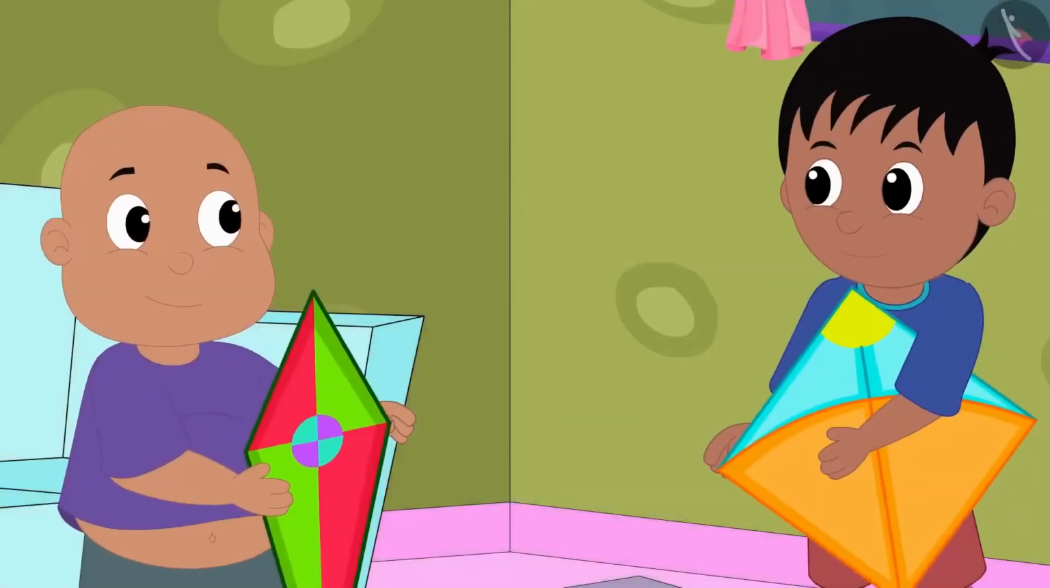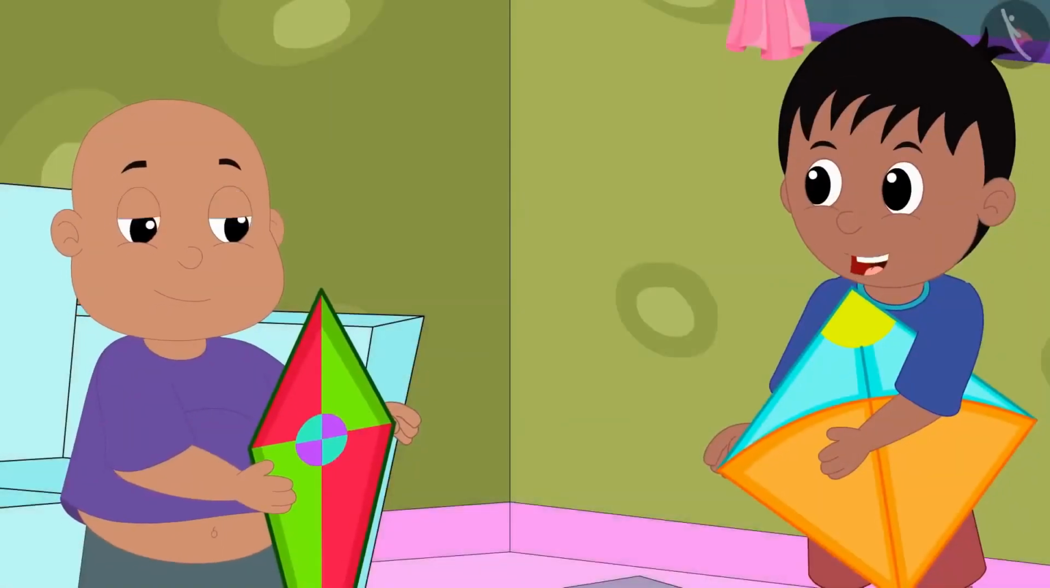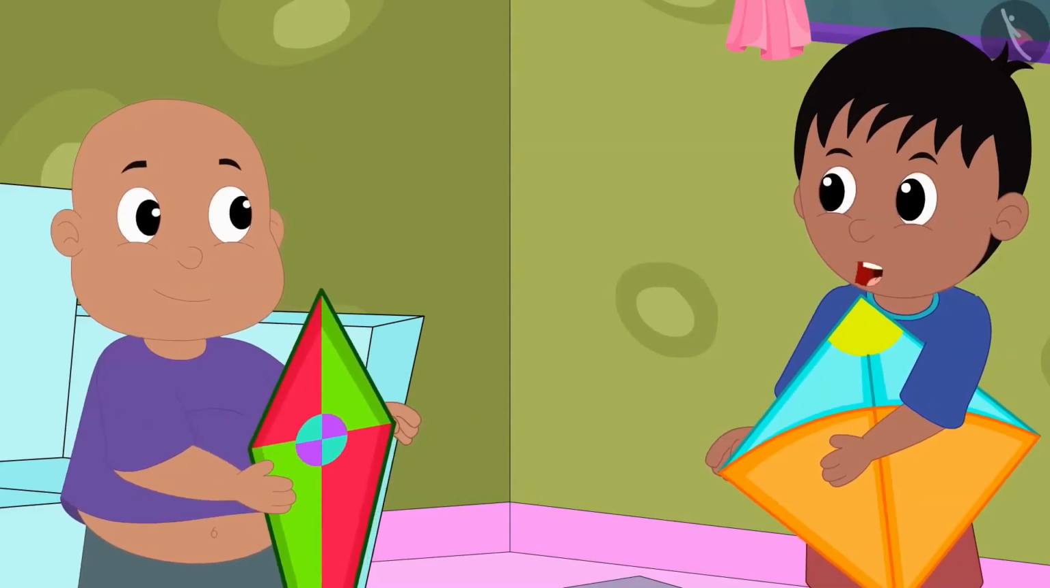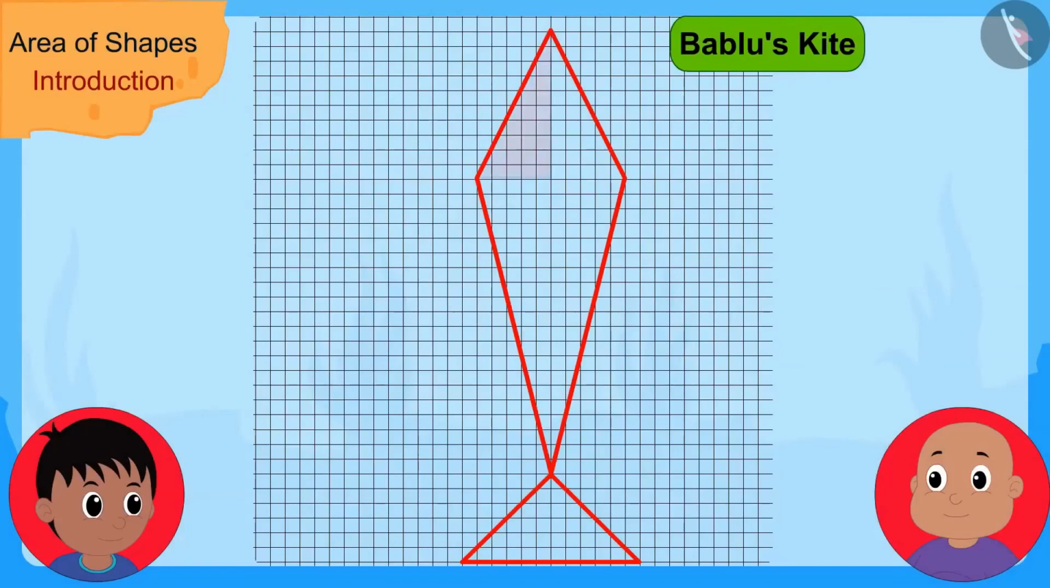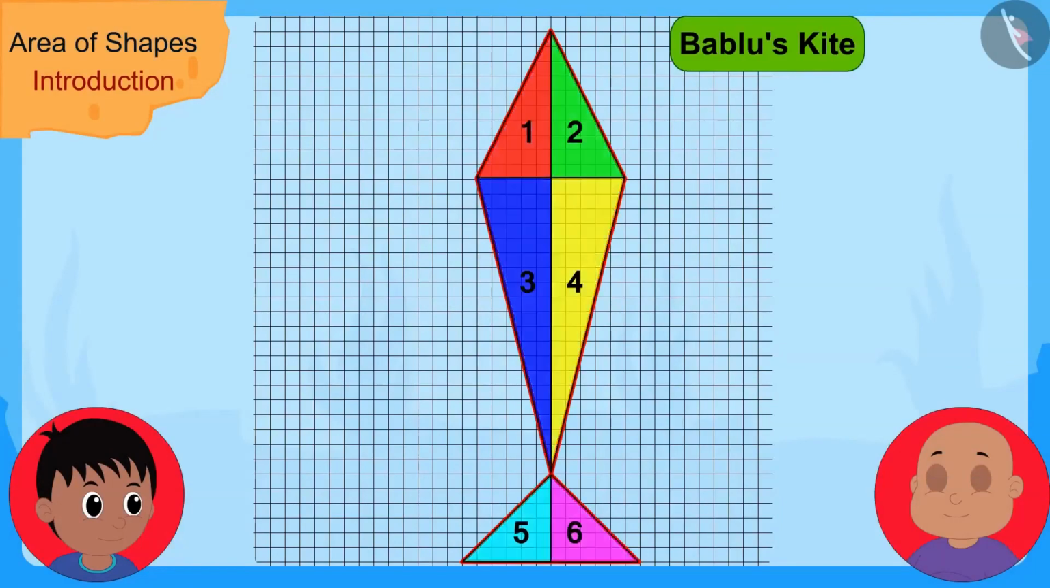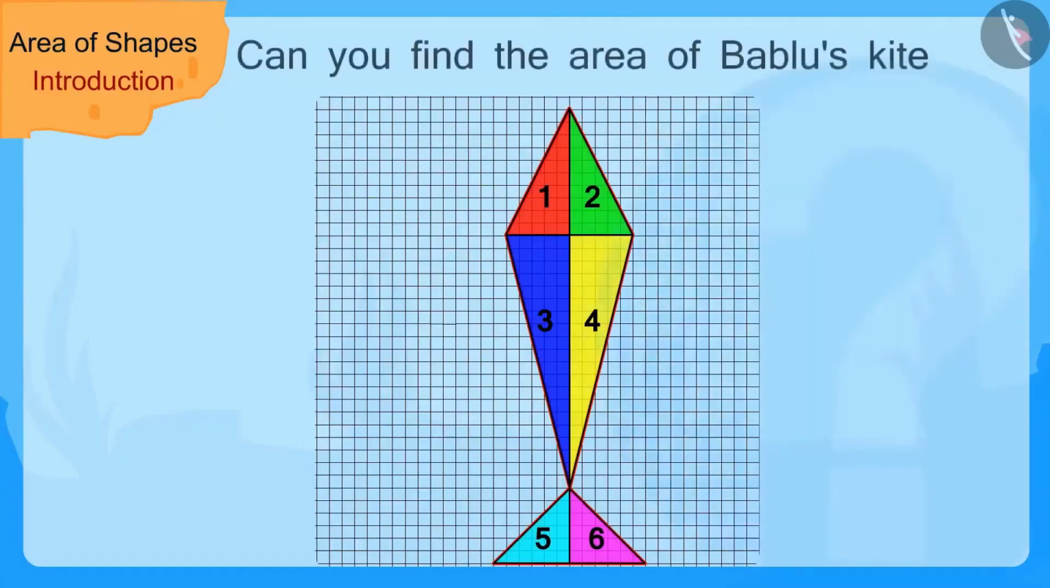Oh wow, Bablu, this is very easy process. Let me use it now to find the area of your kite. Having said this, Raju drew such a triangle in the outline of Bablu's kite. Children, can you find the area of Bablu's kite by the process you just learned? If you wish to, you may stop the video and find the answer.